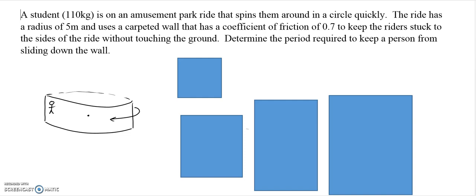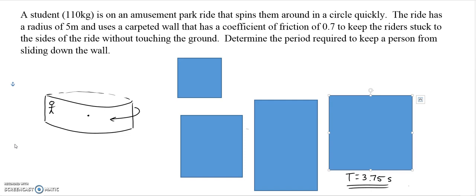So your job is to figure out what is the period of rotation required to keep the person pinned against the wall. If you do all this correctly, then I will tell you the right answer. So pause the video, see what you can see, and I will come back with the answer in a second. All right, there's your period. It is 3.75 seconds. As long as this thing is making one full rotation every 3.75 seconds, the rider will stay upright and will not slide down the wall.